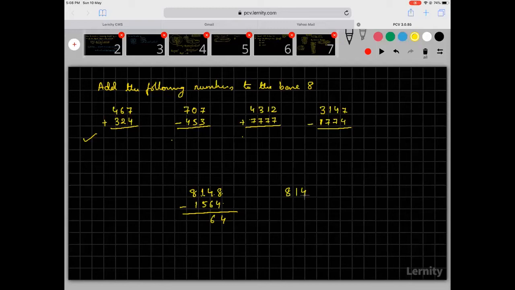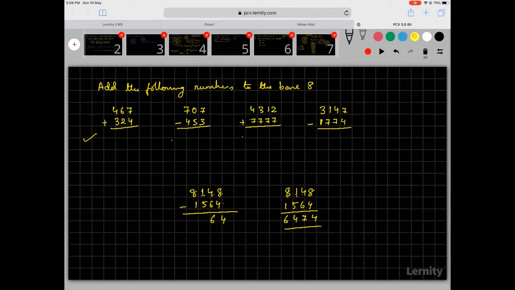So 8 minus 4 is 4. Now when I'm carrying over, 9 comes. 9 plus 4 is 13. 13 minus 6 is 7. So this is 0. When 1 carries over, 9. 9 minus 5 is 4. This will become 7. 7 minus 1 is 6. So the answer is 6474.